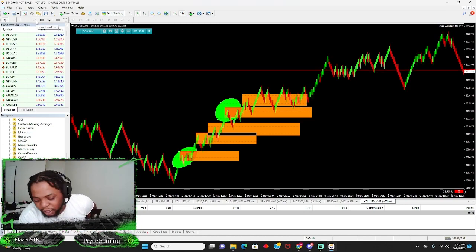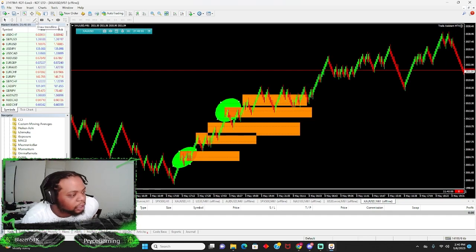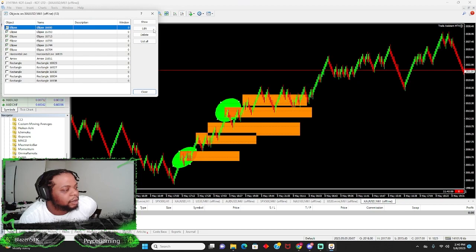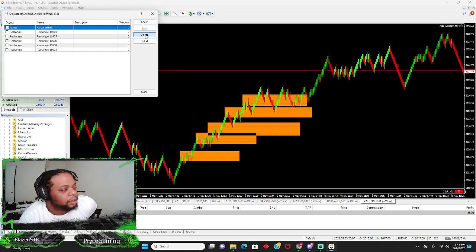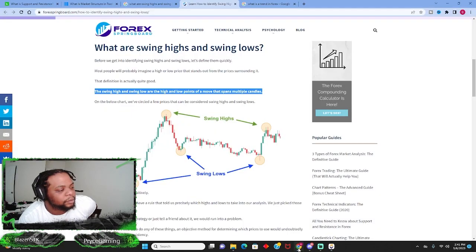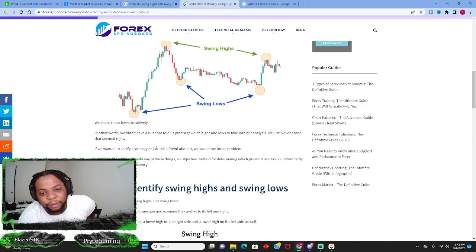That being said, you now know what swing highs and swing lows are. Get all these off because I hate seeing so much stuff. That's how it looks on the regular candlesticks. Swing highs, swing lows.